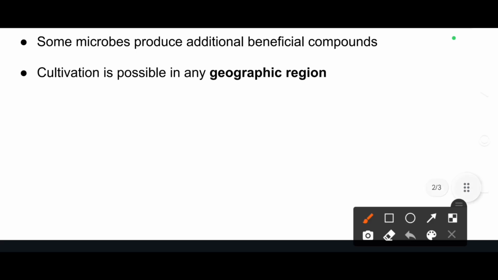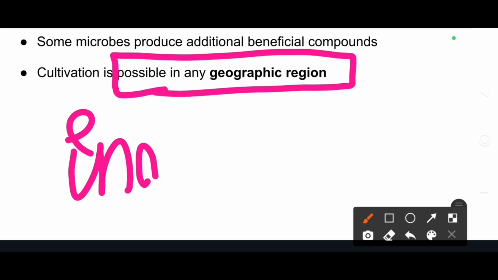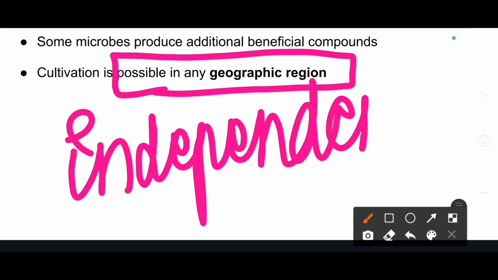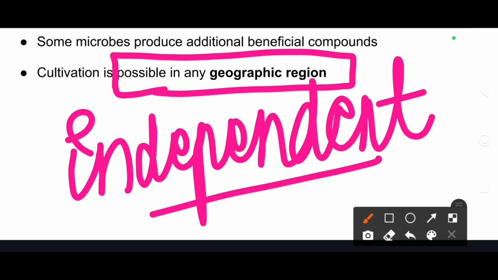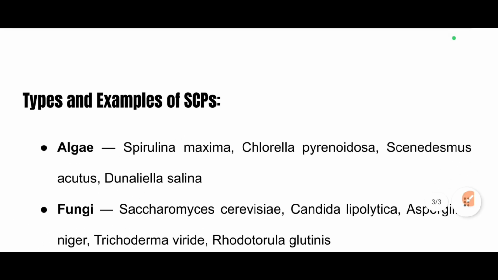And then the next thing is that this cultivation is possible in any geographical area. As I said, they are independent. They don't depend on anything. They can live and grow in any place and any geographical area. They can grow in the North, in Canada, in California, any place. They are very independent, super independent members.